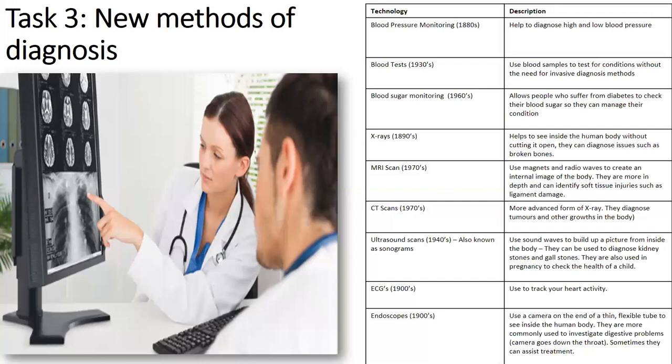MRI and CT scans are ones that people mix up quite a lot. Now, MRI scans use magnets and radio waves to create an internal image of the body. They're more in depth and can identify soft tissue injuries, which things like X-rays can't do. And a CT scan is more advanced. They diagnose tumours and other growths in the body.